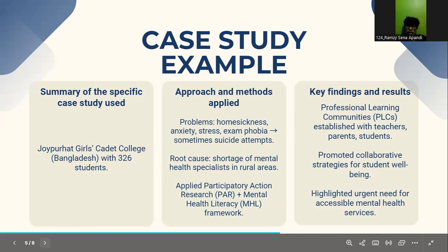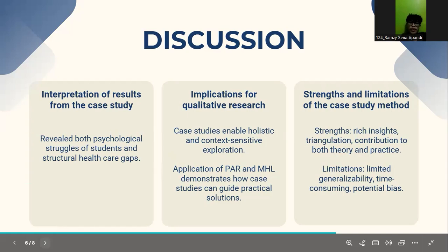All right, let's move to the interpretation of results from the case study. It reveals both the psychological struggles of students and structural healthcare gaps. The case study methodology is an effective strategy in qualitative research because it provides deep insight into a complicated situation in the real world by context. As demonstrated by the Joypur Hat Girls Cadet College, or GGCC, in Bangladesh, the case study can reveal not just the presence of a mental health disorder, but also institutional and societal gaps that contribute to this issue.